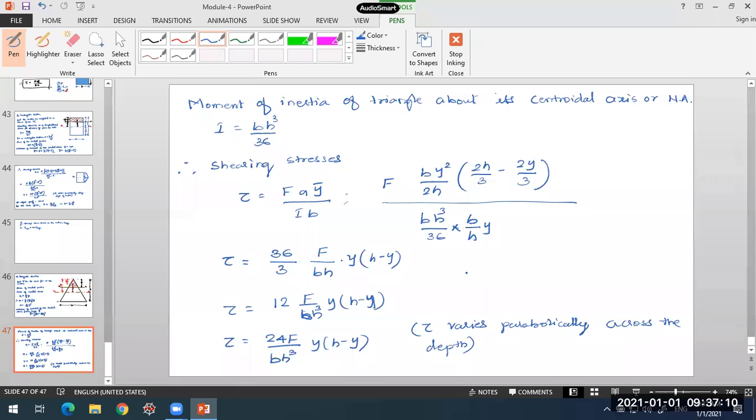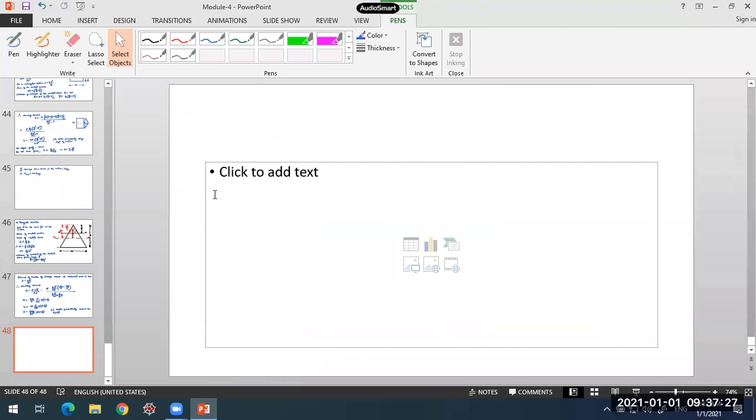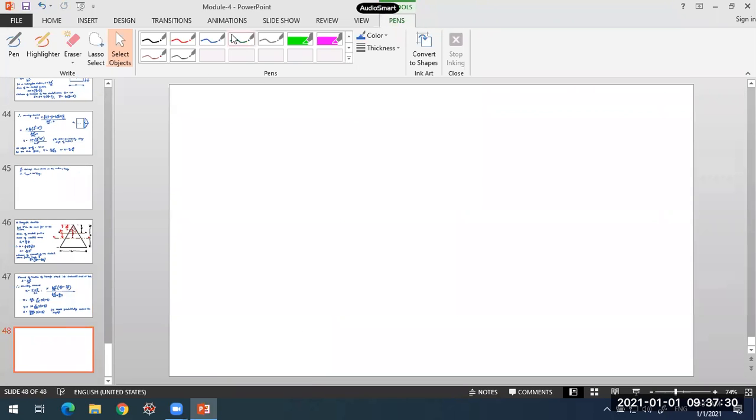I want someone to check this simplification. What is done here? Take this term and try simplifying that. Please tell me whether what we got is right. So I have written tau as 24 times F upon b h cubed into y into h minus y.